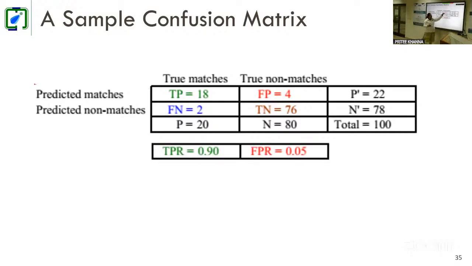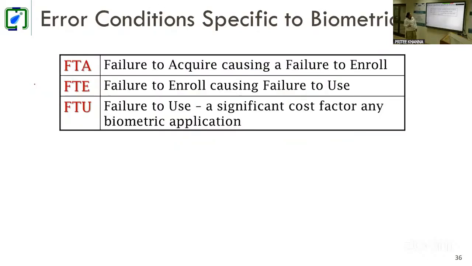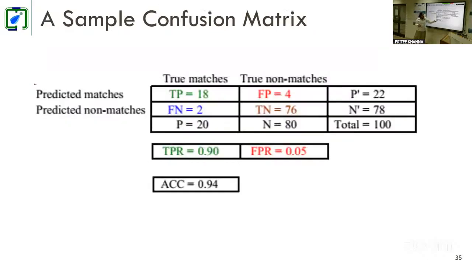Similarly, out of 80, 4 are false positives and 76 are true negatives. So what is the error? The error is in these 4. So even if you don't remember the formulas, you can still get them. So this is there, right? And based on these two, you can finally calculate your accuracy.